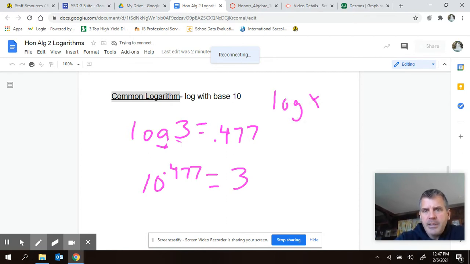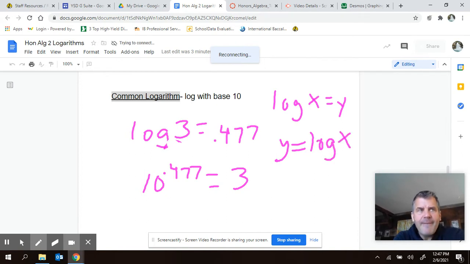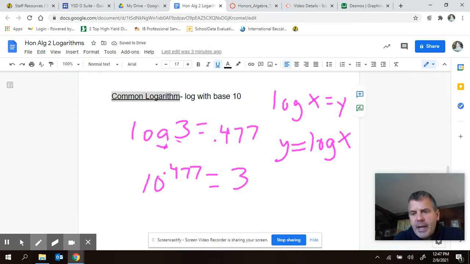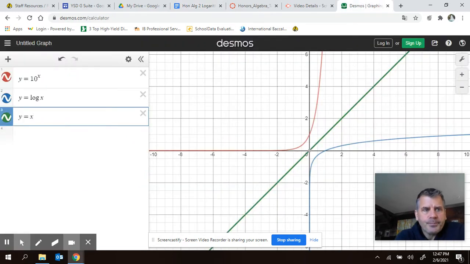Okay, so anytime you see log x equal to y, that's our function. That's the base function we're going to use. So when we see y equals log x, I'm going to show you that here in a minute. That is a function where you put values in for x, you get values back for y. It's going to create a graph, and I want to show that graph to you.